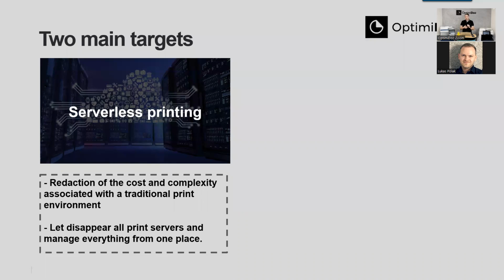So generally, they need to pay for the IT stuff. They need to pay for the hardware infrastructure. And that was one of our targets, to let all print servers disappear from the customer environment and provide the traditional functionality from a cloud.